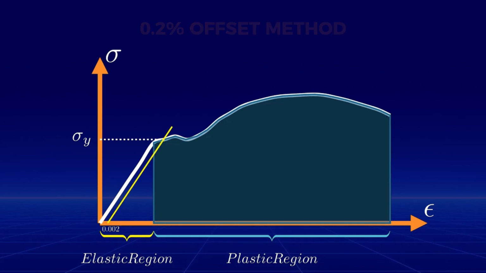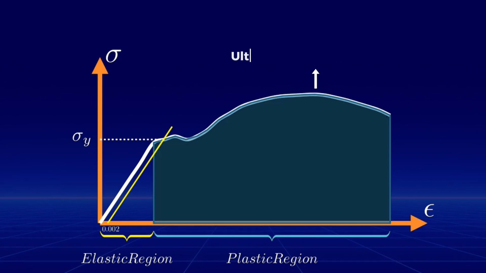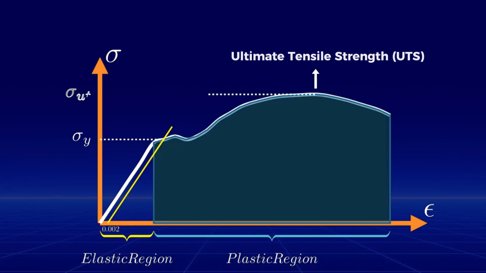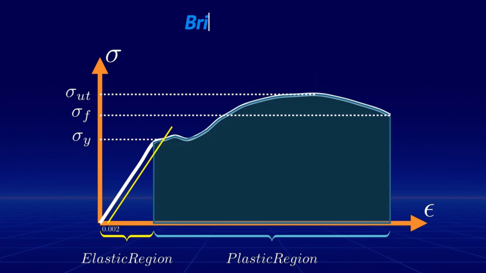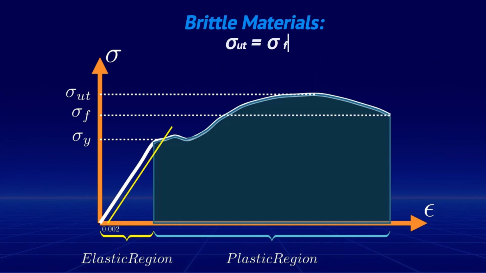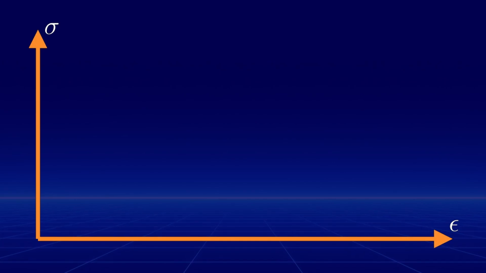Another important point to note is the ultimate tensile stress point. This is the maximum stress the material can withstand. After this point, ductile materials usually experience a reduction in stress, eventually leading to fracture. For brittle materials, this point coincides with the point of fracture. Now that we know the general properties and key points on a stress-strain curve, we can compare different stress-strain curves for various materials.